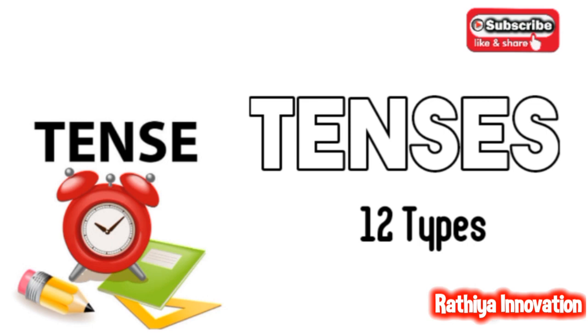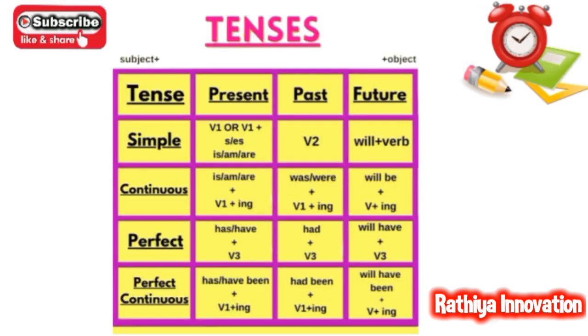First, let's see the definition of tenses. Tense means we use tense to describe the time of an action, when the action is taking place. In general, tenses are divided into three types: present tense, past tense and future tense. These three are very fundamental.